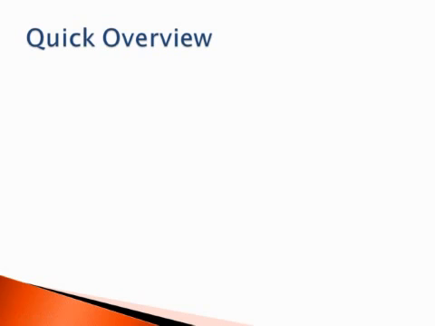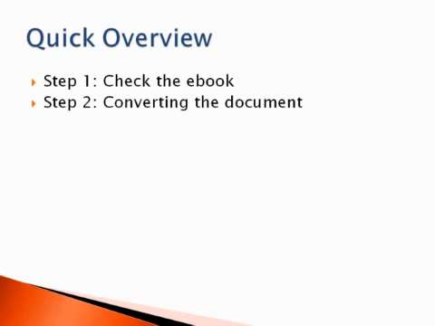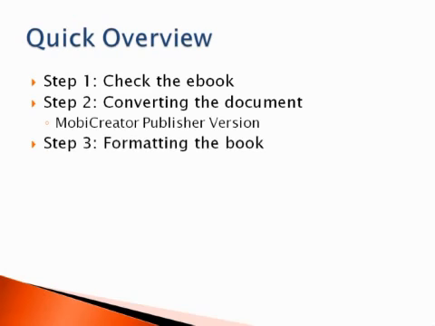Before we actually dive into the first two steps, I want to talk about a quick overview. So step 1, we're going to check the ebook to make sure everything is okay. Step 2, we're going to convert the Word document to HTML. And we're going to be using a free software tool called Mobi Creator Publisher version. It's free. You don't have to invest any money. And then, of course, step 3 is we're going to be formatting the book one step further. So with that said, let's go ahead and get started.